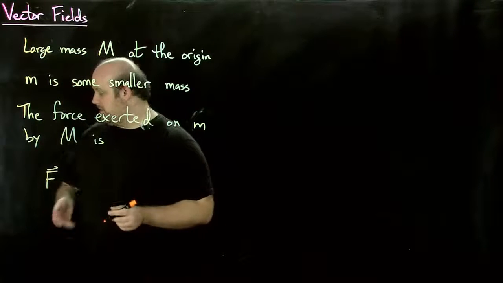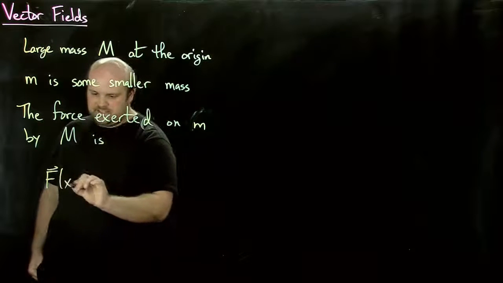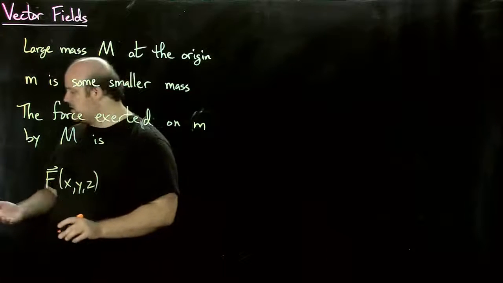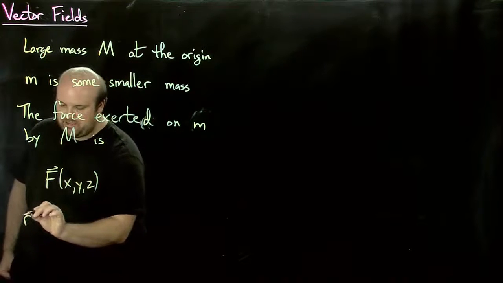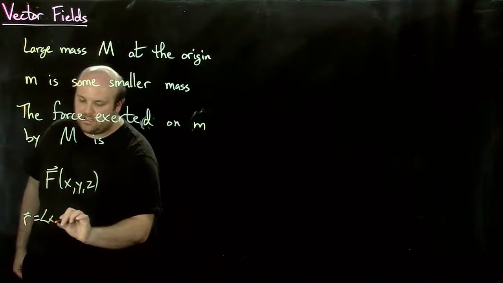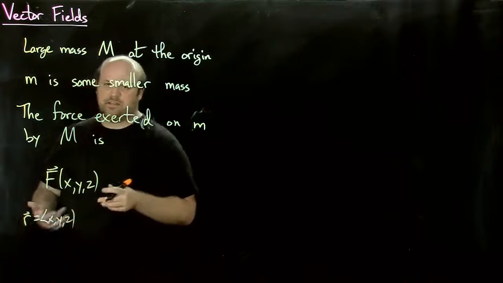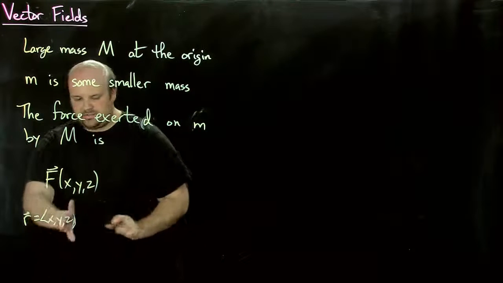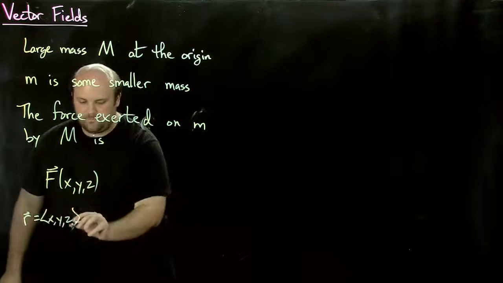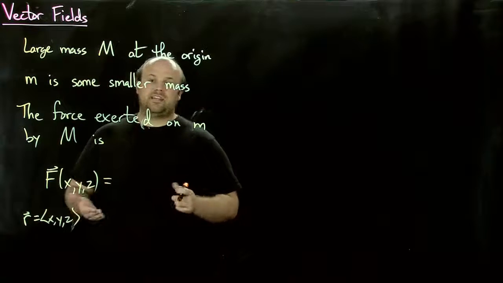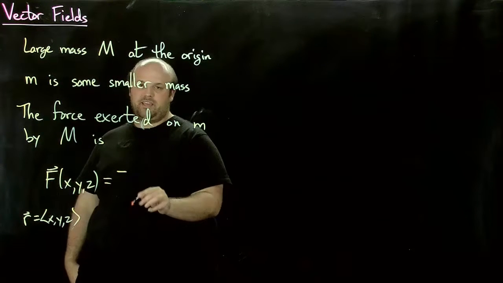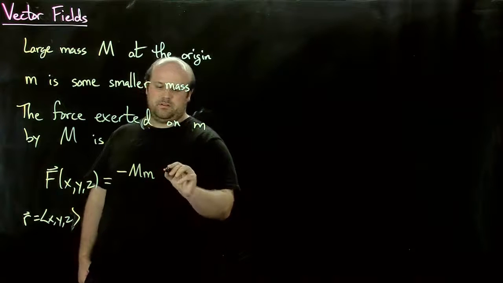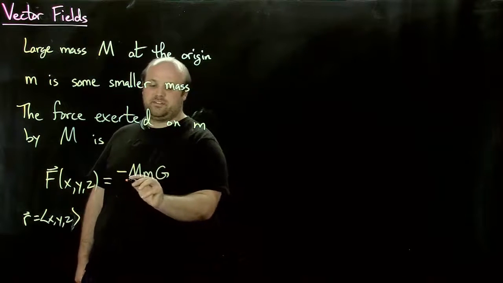the inverse square law, right? So F of x, y, z, right? And what we're going to do here is actually make r, the vector, equal to x, y, z, just to make this notation easier. x, y, z with the vector. Right? So this satisfies the inverse square law, which is negative M, little m, the gravitational constant.